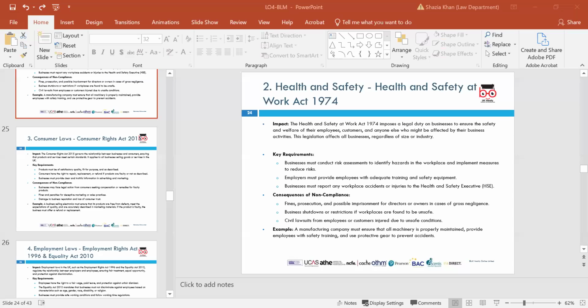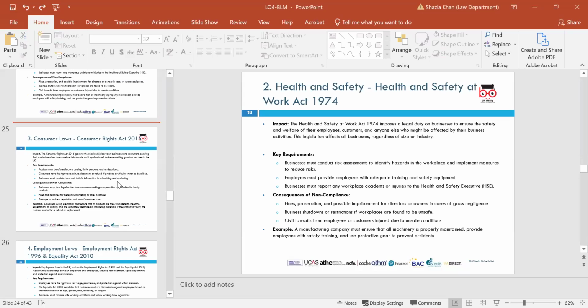Adequate training needs to be provided to ensure health and safety procedures are understood and adhered to, and businesses must assess any potential risks and identify any hazards in place, because they have a responsibility. There are fines if there's no compliance with health and safety, and there can be civil lawsuits. For example, a manufacturing company must ensure that all machinery is properly maintained, provide employees with safety protection, and make sure that everything is safe to prevent any sort of accidents.